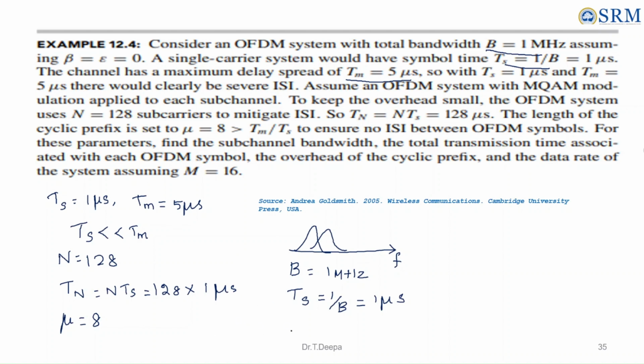The coherence bandwidth, denoted by BC, is nothing but 1 by the delay spread Tm, that is 1 by 5 microseconds, so the value is 200 kilohertz. So BC is the channel coherence bandwidth. With Ts of 1 microsecond and Tm of 5 microseconds, Ts is much lesser than Tm, so there is severe ISI.